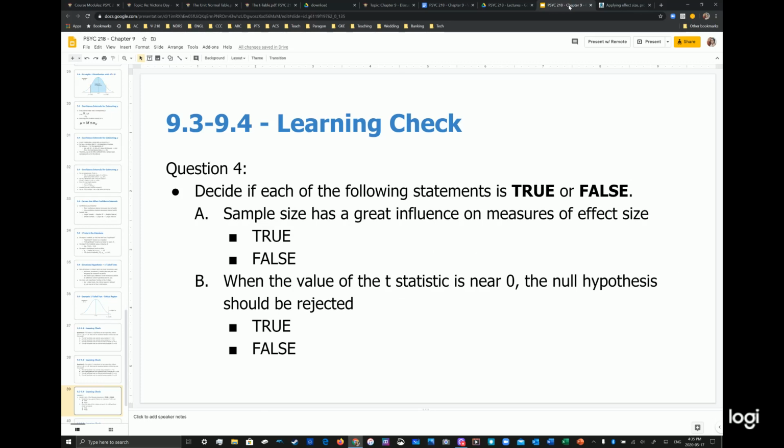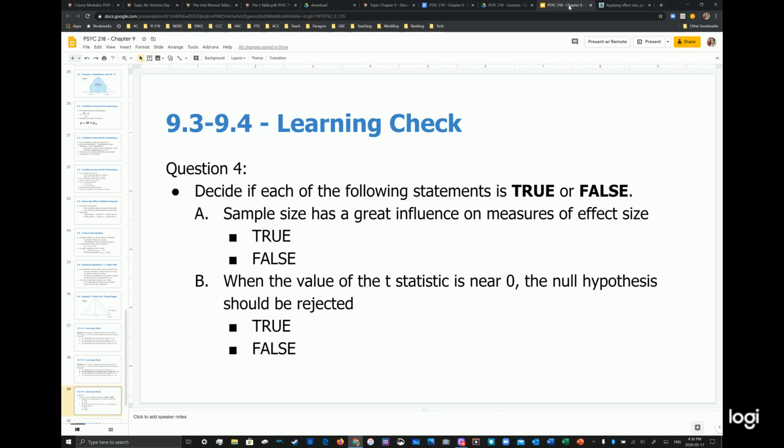And we have true-false questions. Now, let's take a look. A: Sample size has a great influence on the measure of effect size. True or false? And B: when the value of the t-statistic is near 0, the null hypothesis should be rejected. Again, think about what sample size influences in hypothesis testing versus in measuring effect size. And for B, think about where the t-statistic is in the null distribution when it's close to 0.